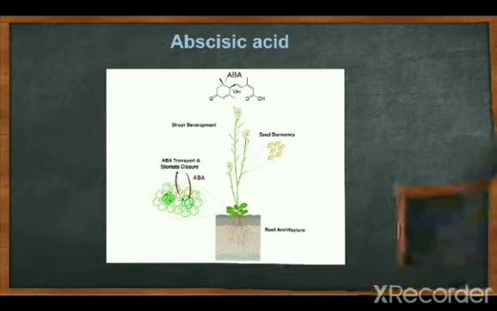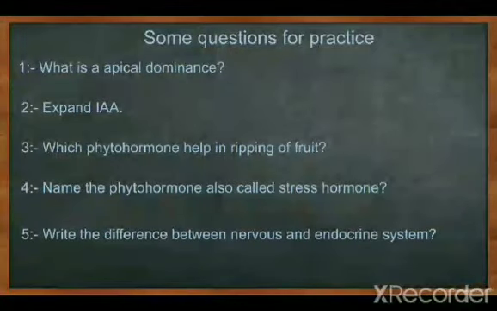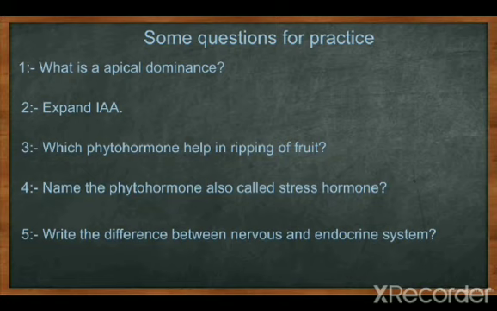Okay. Now some questions for practice. These are some questions. What is apical dominance? Expand IAA. Which phytohormone helps in the ripening of fruit? Name the phytohormone also called stress hormone. Write the difference between nervous system and endocrine system. Okay, these are some questions.